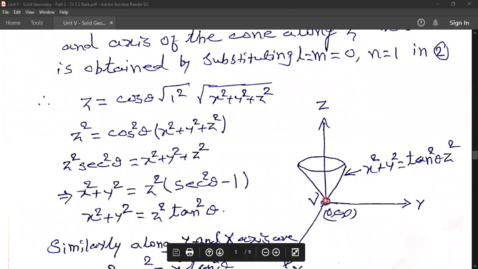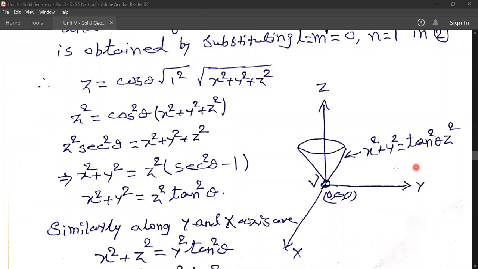Now if you see this, this is the origin. This is along z axis and this equation represents x square plus y square is equal to tan square theta into z square. So x square plus y square is equal to z square tan square theta, which represents the equation of a right circular cone having the vertex at the origin and having z axis as the axis of the right circular cone.